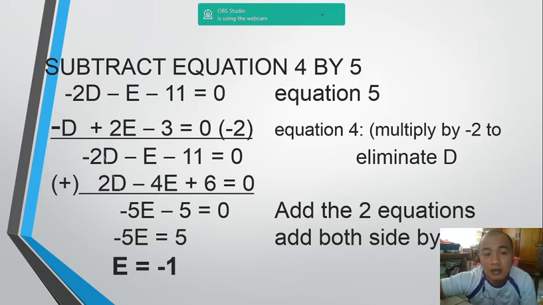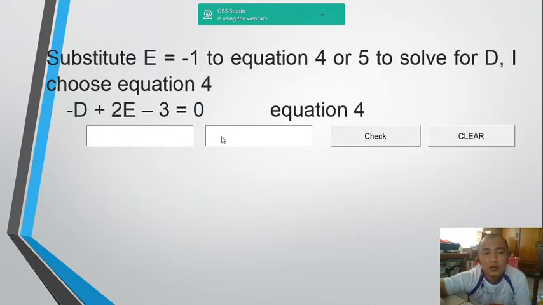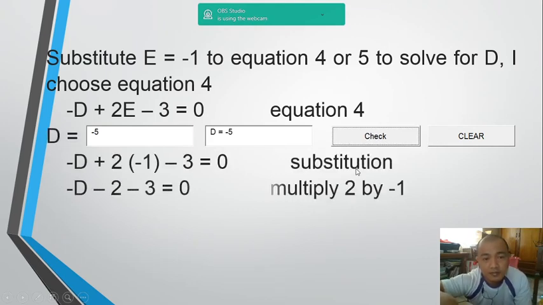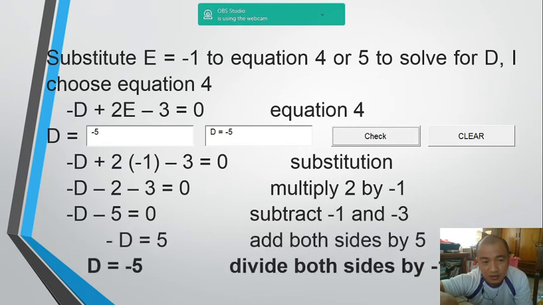Solve pa natin yung D and F. So, substitute E equals -1 to equation 4 or 5 to solve for D. I choose equation 4. So, can you answer this orally? If I substitute E by -1, what will be the answer of D? Let's say 2 times -1, -2 minus 3, -5. So, -D equals 5. I think -5 ang D. Let's check. Alright, correct. D equals -5. So, meron ng D, meron ng E, F na lang.